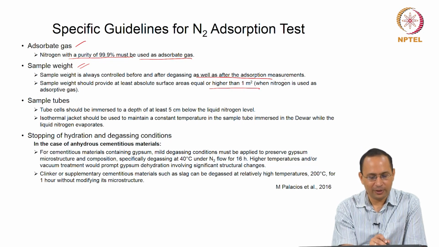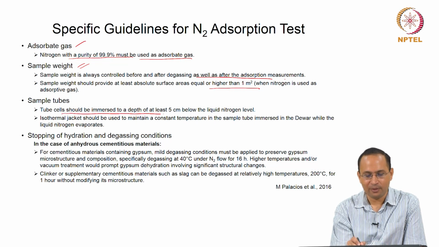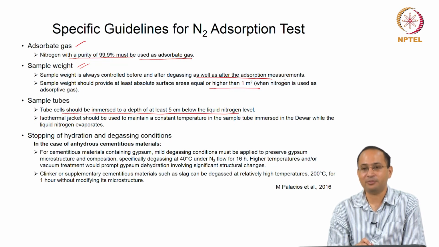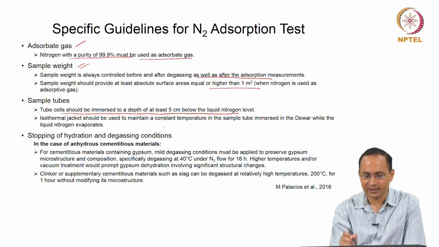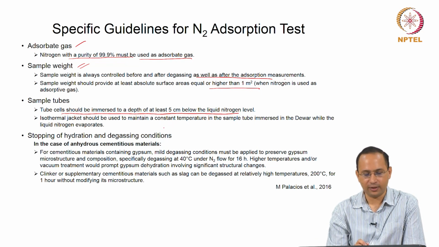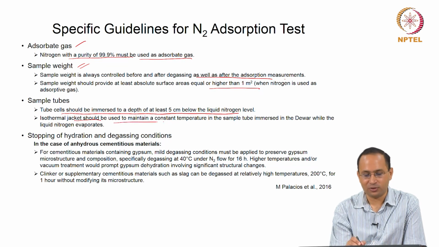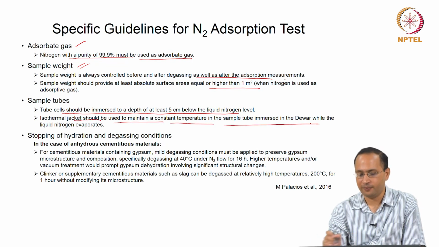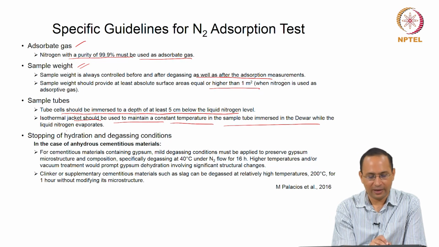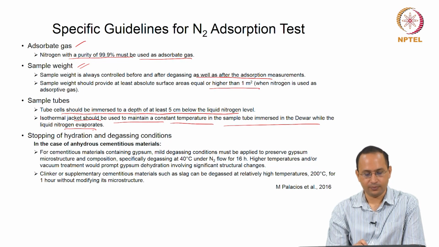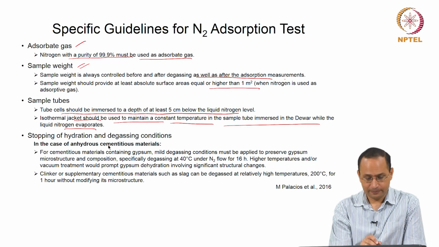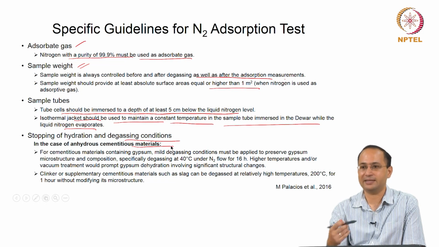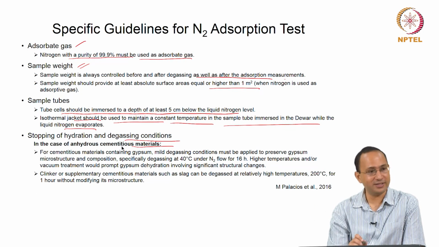The sample tube cell should be immersed to a depth of at least 5 centimeters below the liquid nitrogen level, because you are putting your sample in a nitrogen environment. So, it should be at least 50 millimeters below the liquid level. An isothermal jacket should be used to maintain a constant temperature in the sample tube immersed in the dewar while liquid nitrogen evaporates. Now, stopping of hydration and degassing conditions. This is for the anhydrous material. If you analyze cement, fly ash, SCM for example, anhydrous cementitious material.